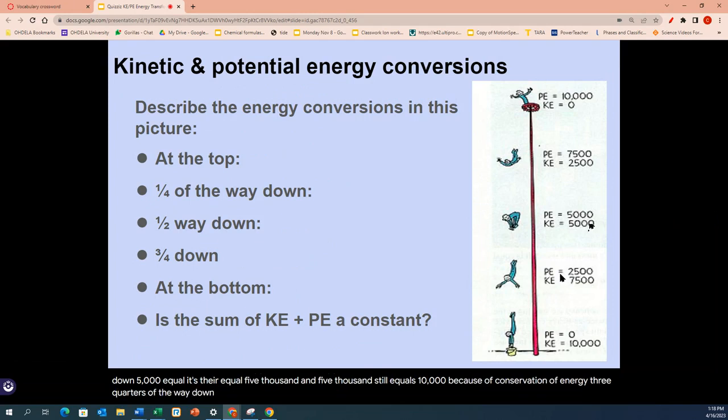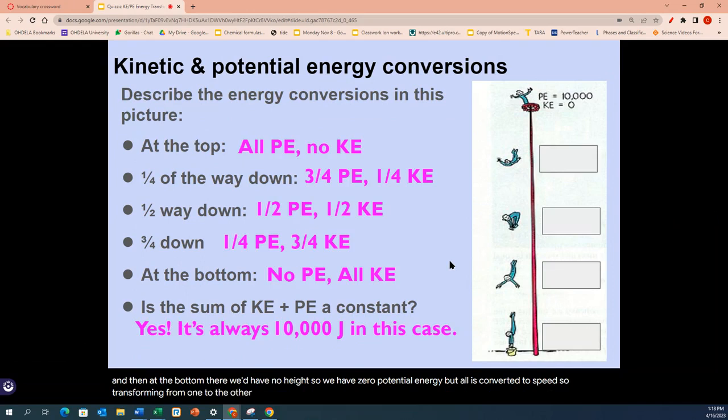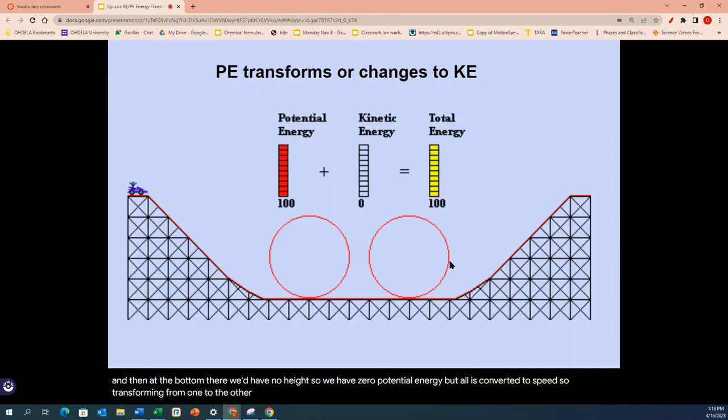Three-quarters of the way down, we're losing height, so we lose potential energy, but we're gaining speed, so we've got 7,500 kinetic energy. And then at the bottom, where we have no height, we have 0 potential energy, but all of it is converted to speed. So transforming from one to the other. PE changes to kinetic energy.